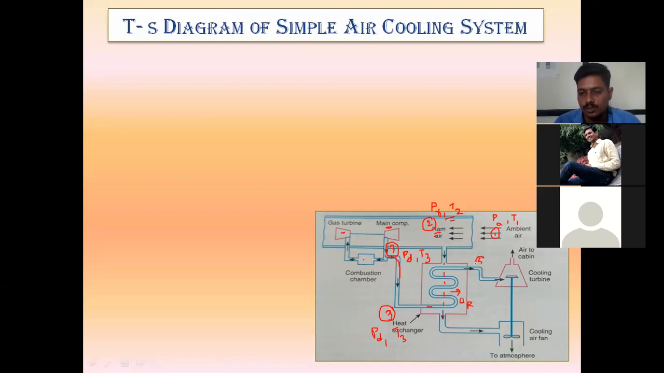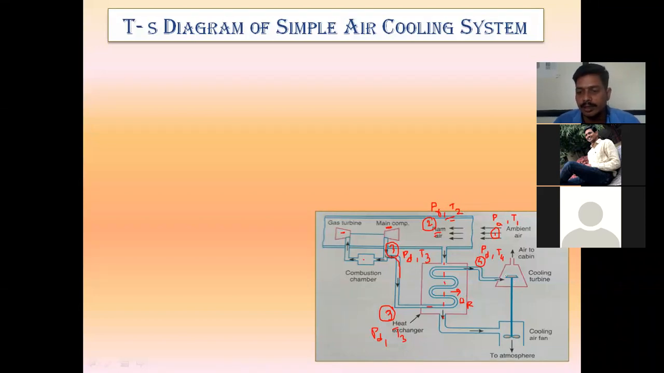That means the 3 to 4 process will occur inside the heat exchanger, and this process is nothing but constant pressure heat rejection. Because of this, at the outlet of the heat exchanger, we will have the pressure as delivery pressure PD, and the temperature of the air will be T4. Now this air will be supplied to the cooling turbine. The function of the cooling turbine will be to expand the air.